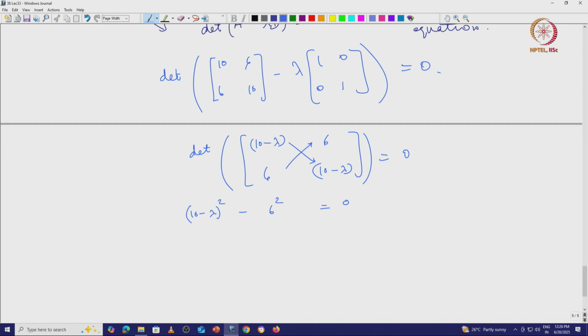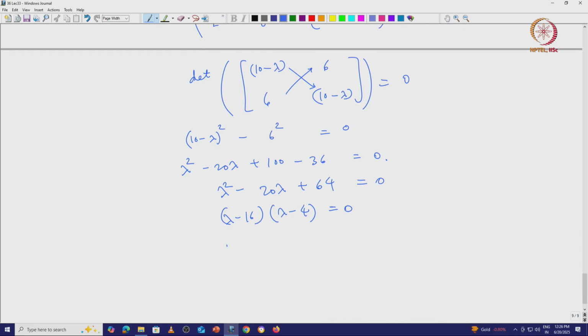So that is lambda squared minus 20 lambda plus 100 minus 36 equals 0, and 100 minus 36 is 64. So this is the equation, and then this can be factored as lambda minus 16 times lambda minus 4 equals 0. So there are two roots: lambda equals 16 or lambda equals 4. Okay. So these are the eigenvalues, and you can plug them back into the original equation AV equals lambda V to get the eigenvectors.